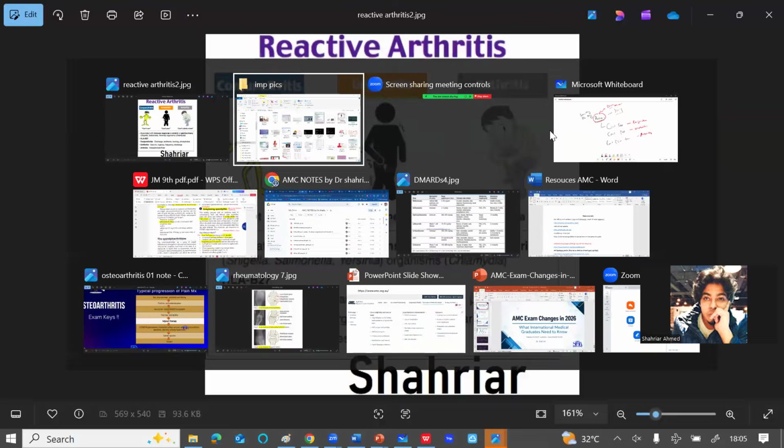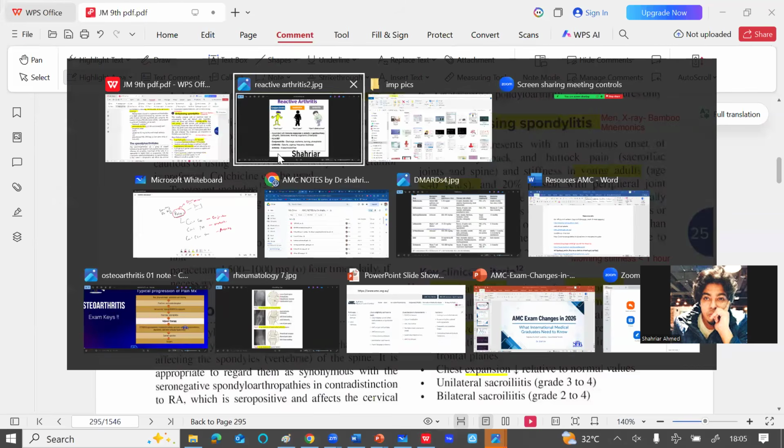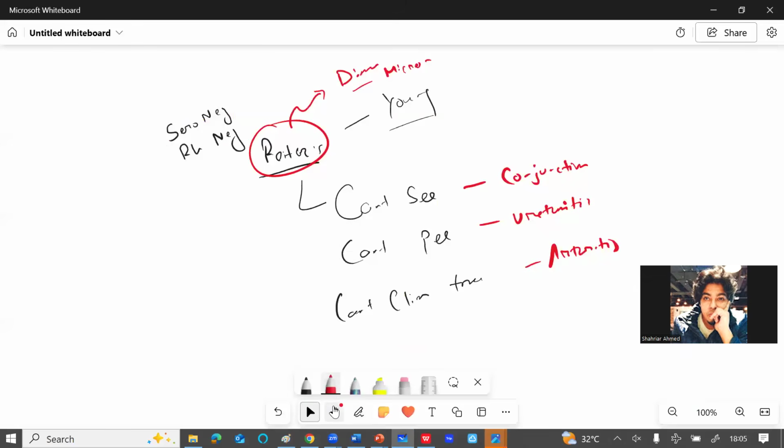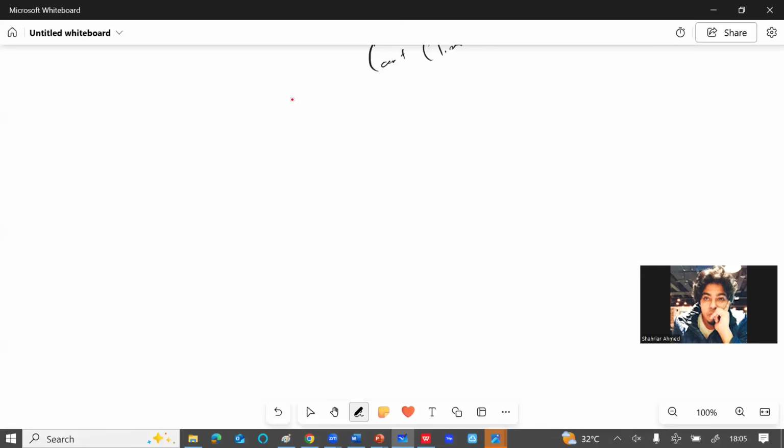Again, this is a seronegative arthritis. Coming to the next one, ankylosing spondylitis. Now, there's a mnemonic for that, ankylosing. Okay. Speaking about ankylosing spondylitis, can you tell me some mnemonic for ankylosing?